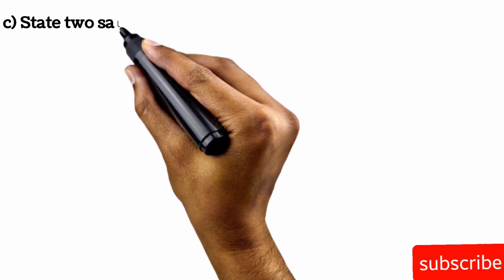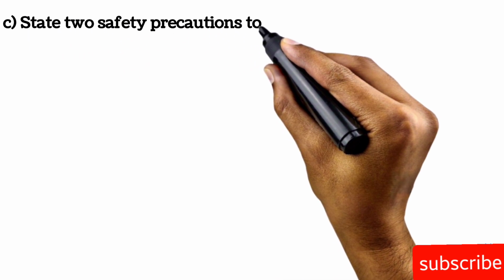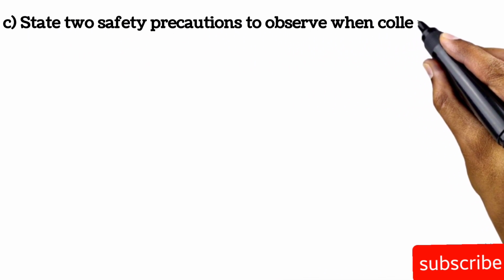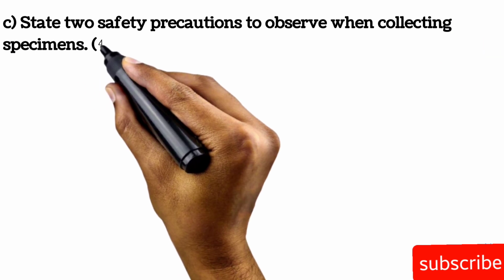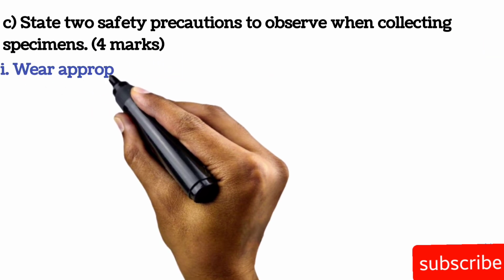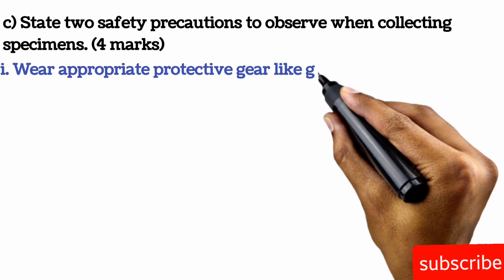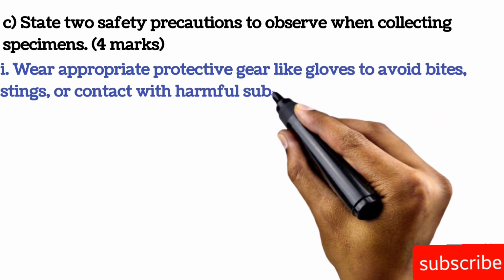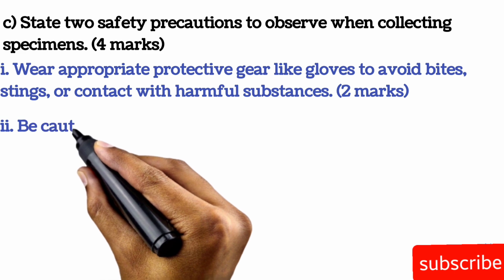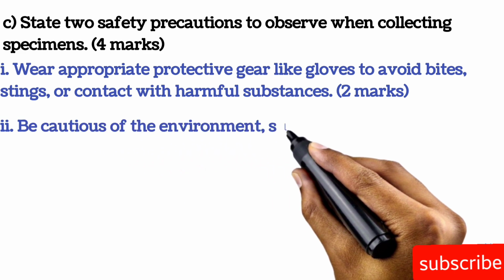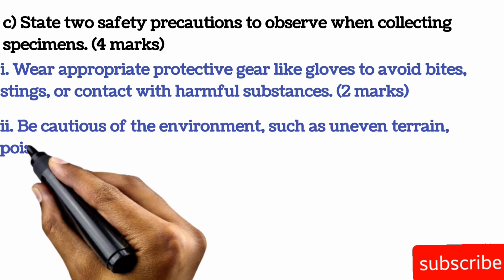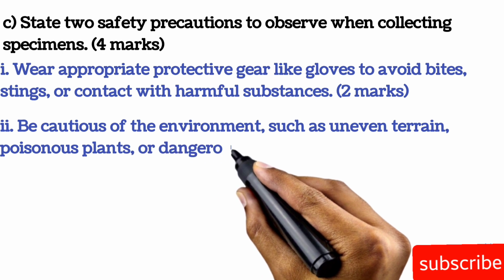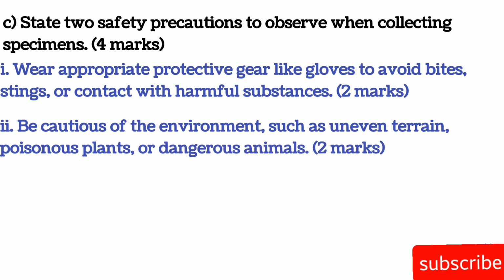So C says that state 2 safety precautions to observe when collecting specimen, 4 marks. So wear appropriate protective gear like gloves to avoid bites, stings or contact with harmful substances. Secondly, be cautious of the environment, such as uneven terrain, poisonous plants, or dangerous animals.